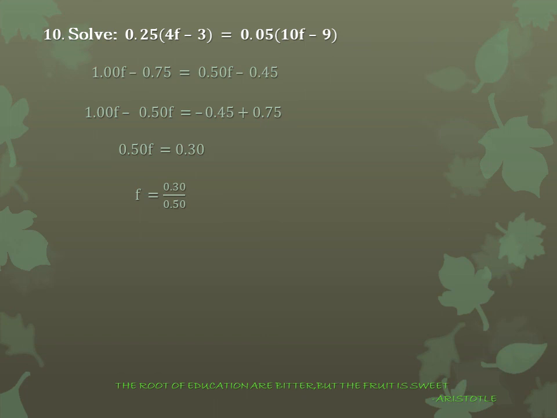How to divide a decimal by decimal? First, we need to convert the divisor or the denominator as a whole number, and then we need to divide. Therefore, if the denominator contains 2 decimal places, we have to multiply the numerator and denominator by 100. Then it becomes 30 by 50, and our answer becomes f is equal to 0.6.